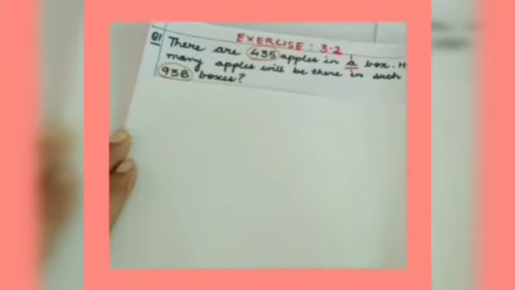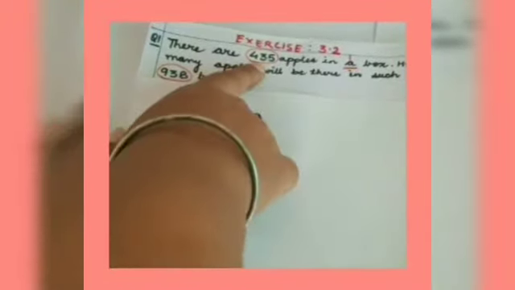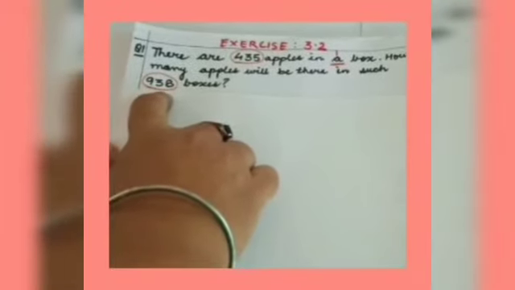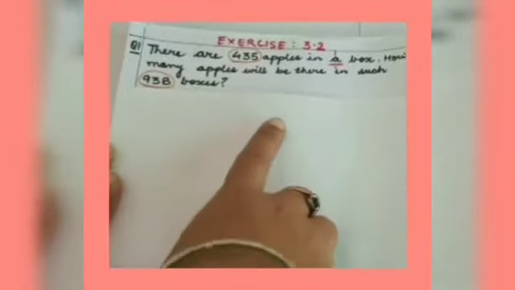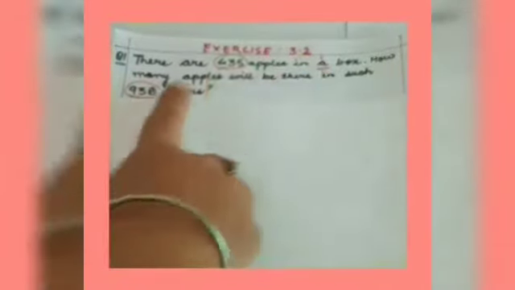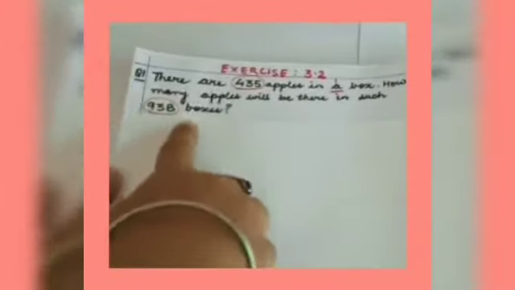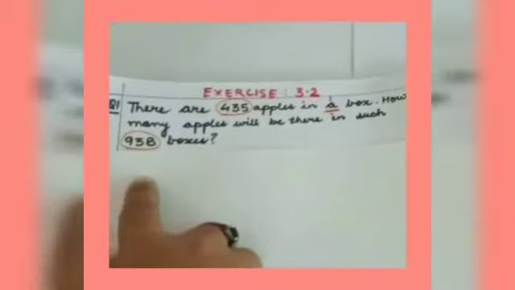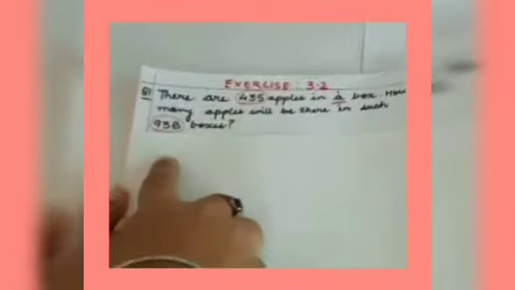Either we can add, and if the number is the same, then we can multiply. But here, practically speaking, we cannot add 435 938 times, so it will be practically impossible. So what to do next? We know about one box, we need to find about many. We will simply do the multiplication to find the total number of apples in 938 boxes.